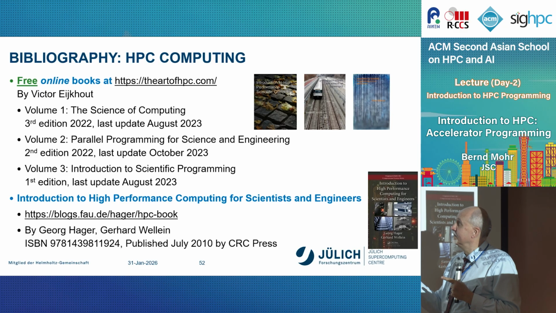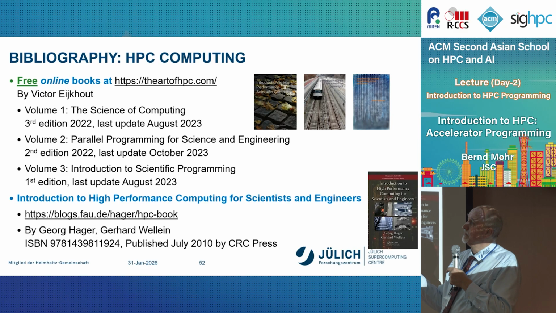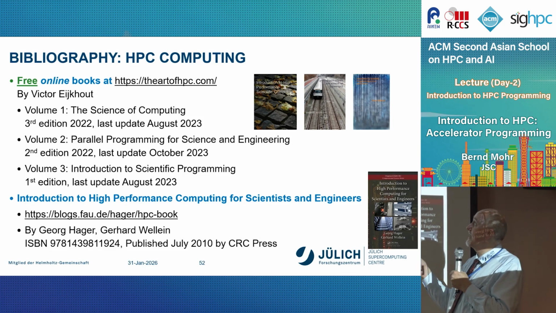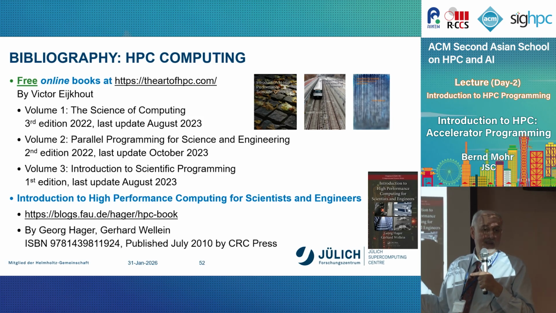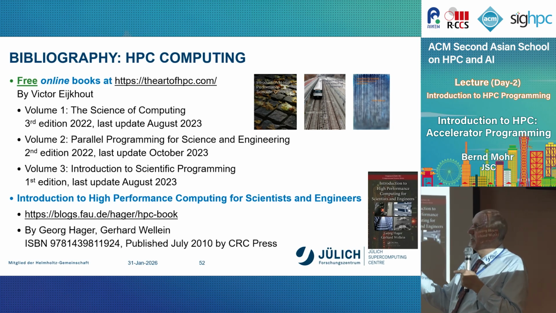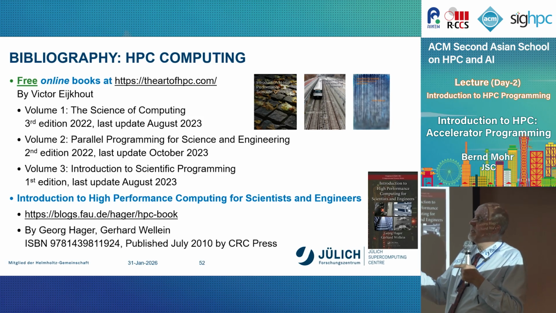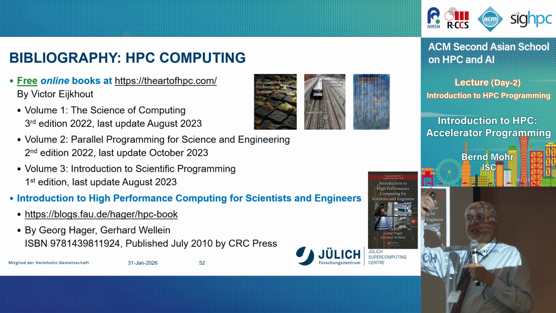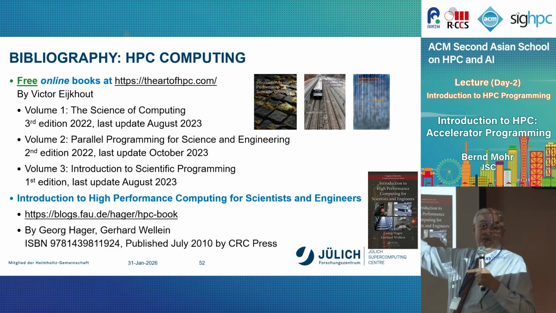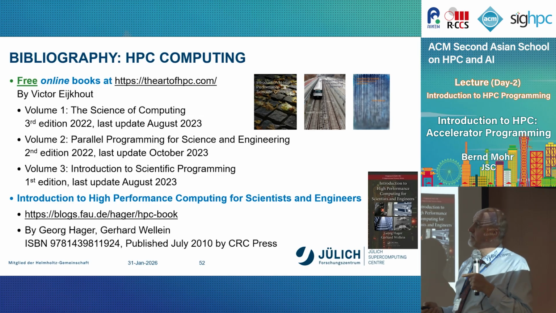Here are some books. It's 3 volumes: The Science of Computing, Parallel Computing for Science and Engineering, Introduction to Scientific Programming. And you can download them for free as a PDF from the internet. It's basically 3 courses that this famous person from the Texas Advanced Computing Center is doing, and you can even download the example programs and exercises he's using in his class, and everything is free. So you just download them.